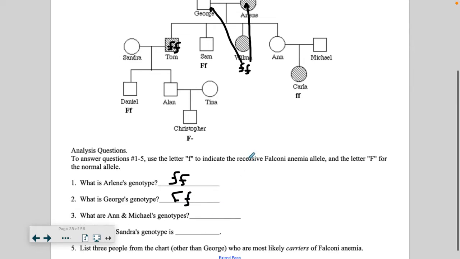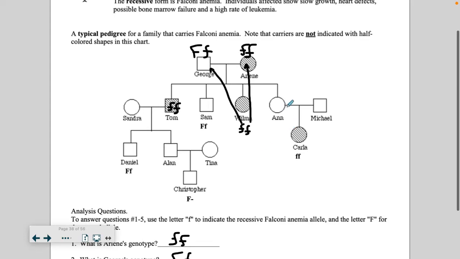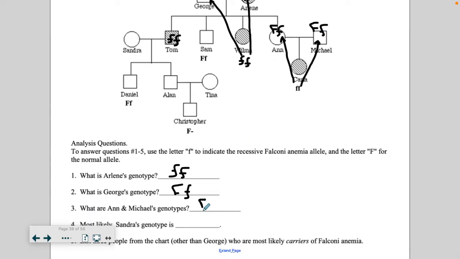What are Anne and Michael's genotypes? All right, so here's Anne and Michael, and they had a daughter, Carla. They don't have it, so they for sure have a big F. But Carla has it. And again, Gregor Mendel says you get one factor from each parent. So Carla got the little f's from both Anne and Michael. That means both Anne and Michael are big F, little f.